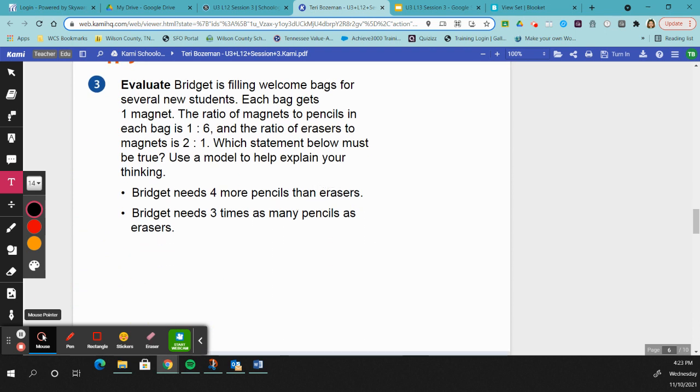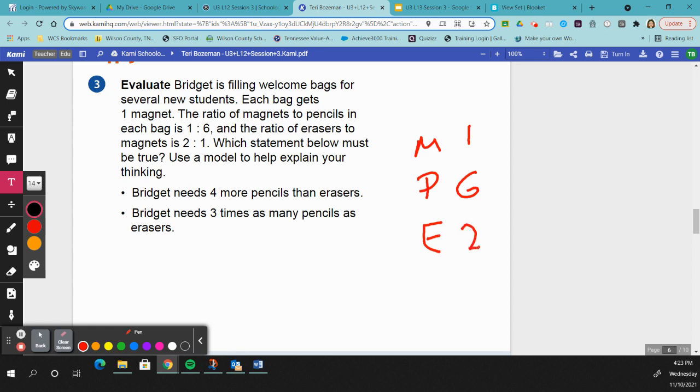Number 3, Bridget is filling welcome bags for several new students. Each bag gets 1 magnet. The ratio of magnets to pencils, so magnets, pencils, that's what we've got in the bags. So magnets is 1 to pencils is 6. Then the ratio of erasers, there's something new, right? To magnets, we already know magnets is 1, right? But erasers are 2 because of the 2 to 1. So we have 1, 6, and 2. Those are our quantities. Those are our amounts.